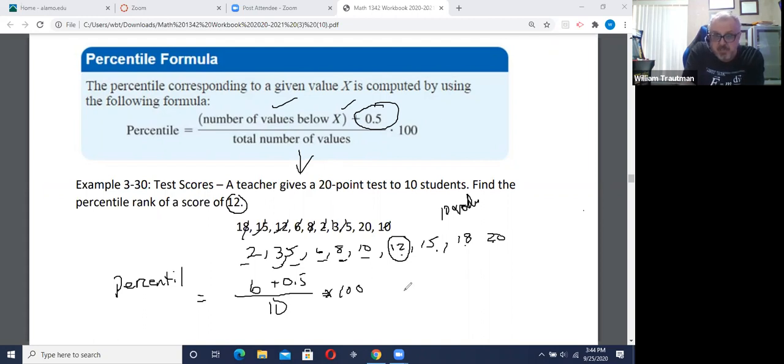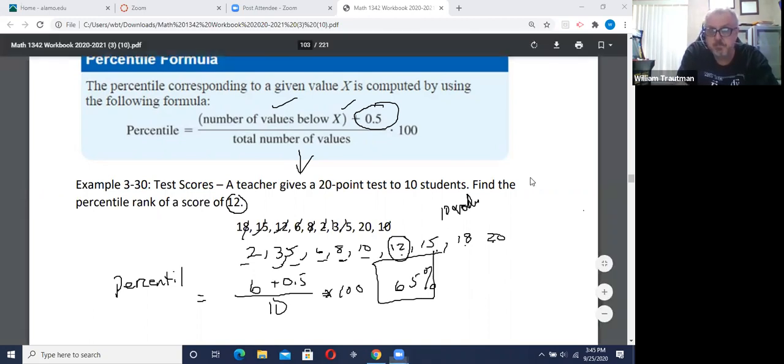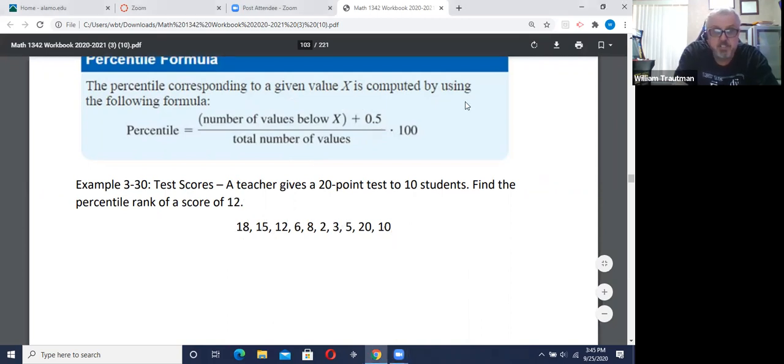So when we put this in our calculator, we get 65%. You just add the percent symbol at the end. You get 65 and then add the percent symbol. So if you scored 12 on that test compared to everybody else, you were in the top 65%, or you were better than 65% of the students. 35% did better than you. It's a good little formula to have.